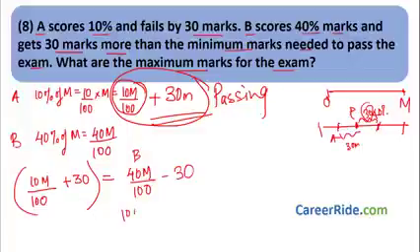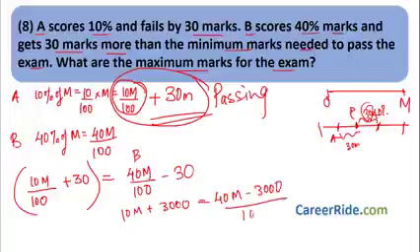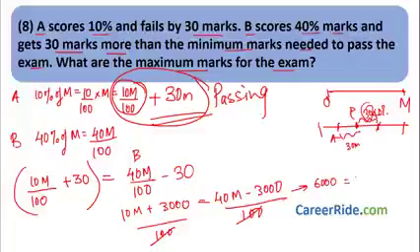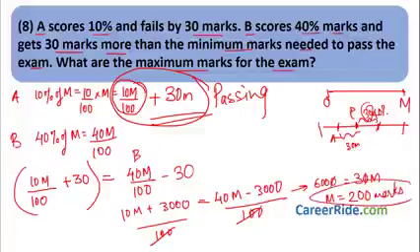We have 10M plus 3000 equal to 40M minus 3000, divided by 100 on both sides, that gets cancelled. So what do we get? Here we get 6000 equals 30M, this 0 gets cancelled, M equal to 200 marks. So maximum marks of the exam was 200.